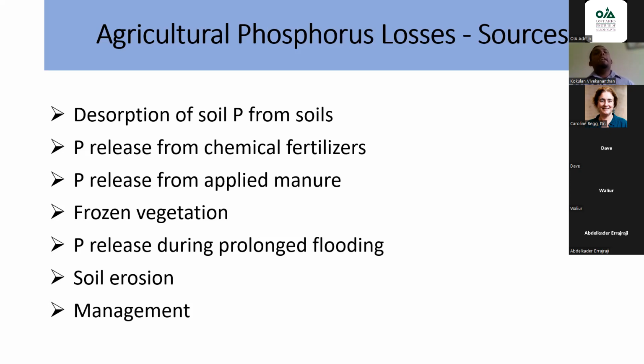And recently, studies are indicating that the prolonged flooding generated by extreme weather events could also be responsible for phosphorus release to the environment. And soil erosion, obviously, and some management aspects like tillage operations and manure spreading can also contribute to increased phosphorus losses from the agricultural lands to the waterways. So let's look at some of these sources one by one.